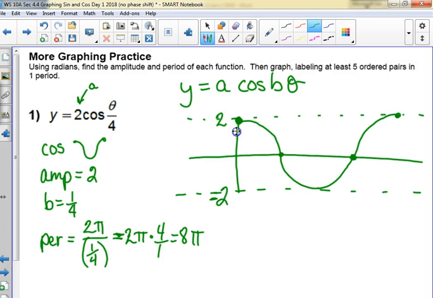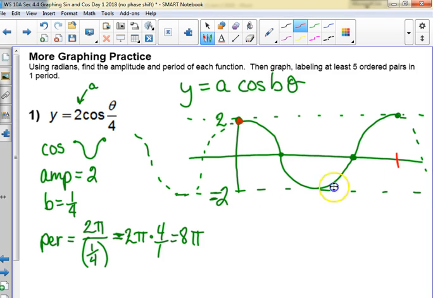Didn't draw mine very well, but you kind of get the idea. It should be doing this, okay? What the directions are going to say for the quiz are to label at least 5 ordered pairs in one period. That means you can't draw 5 periods and label 0, 2, 8 pi, 2, keep going forever, okay? You've got to label these points in between, these quarter points.